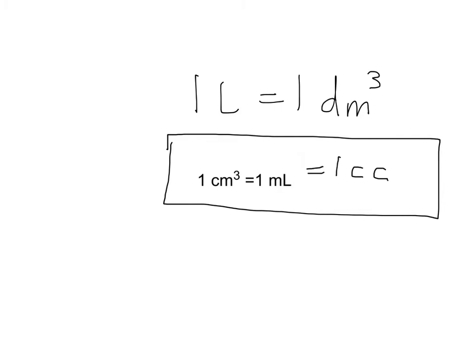1 liter is 1 cubic decimeter. That's another one that's helpful to know. That also means, just in case you're wanting to have something fun to talk about at parties, that 1 liter is 10 to the negative third cubic meters.